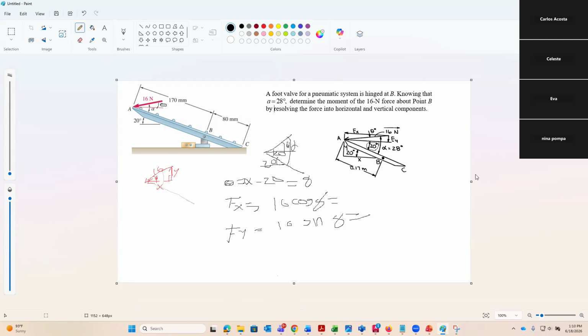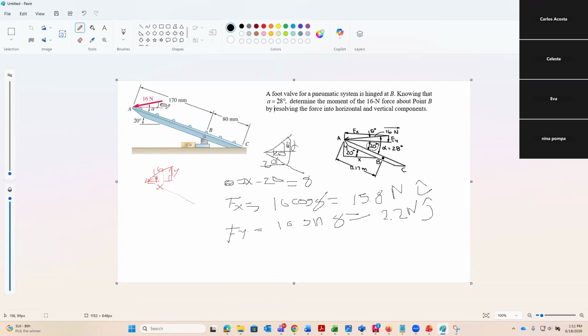Cosine 8 is 15.8. Sine 8 is 2.2. This is in X, this is in Y, I and J. Okay, cool. Thank you so much. Right, so now all we have to do is the perpendicular direction to the forces.